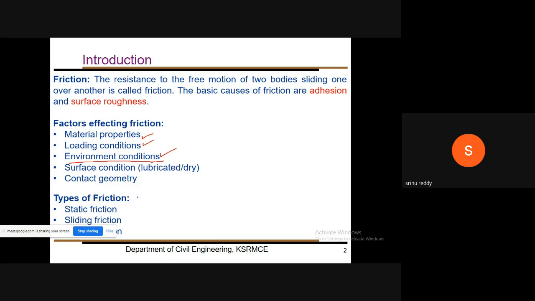Okay, so here are the types of friction. This is also important: the coefficient of friction depends upon the types of friction. There are different types of friction: static friction, sliding friction, rolling friction. In this lecture, I'm going to concentrate on sliding friction only.